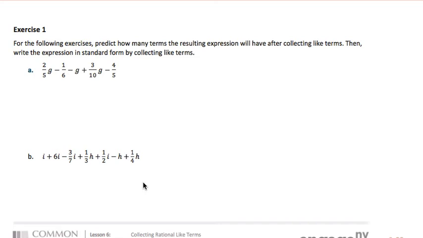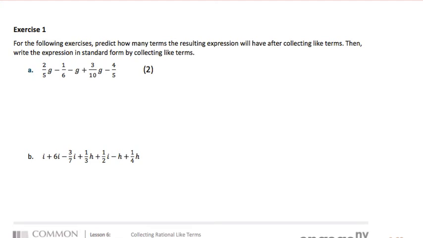And now it's our turn. It says, first of all, predict how many terms the resulting expression will have after collecting like terms, and then write the expression in standard form by collecting like terms. So the first thing we're going to do is predict how many terms we will have at the end. And I'm going to put that in parentheses. There is one variable, g, and one constant. So we probably will have 2 terms in our final answer.